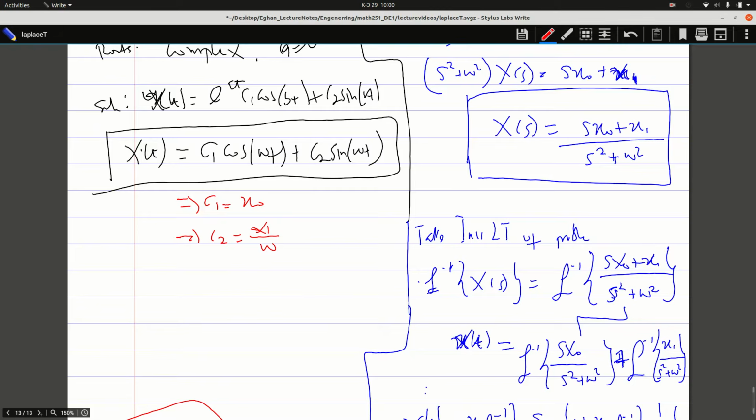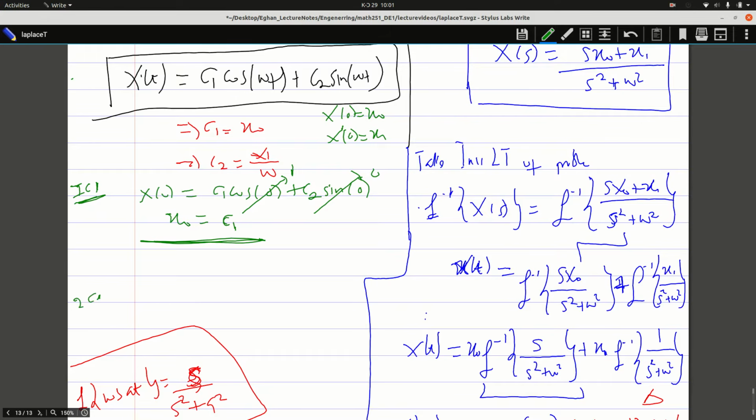If I want to work out with the initial conditions given, such that x at 0 is equal to x naught, and x prime at 0 is equal to x1, what do I do at the first initial condition? Everywhere I see t, I have it as 0. So x at 0 is equal to c1 cos 0 plus c2 sine 0. Sine 0 is 0, cos 0 is 1, so x naught is equal to c1. Have we proved that? Yes.